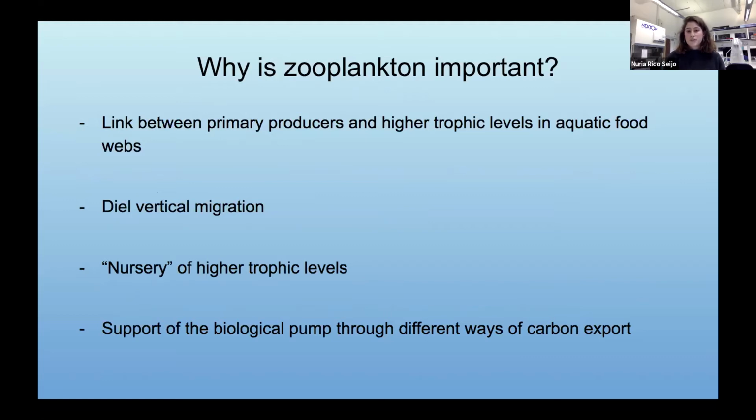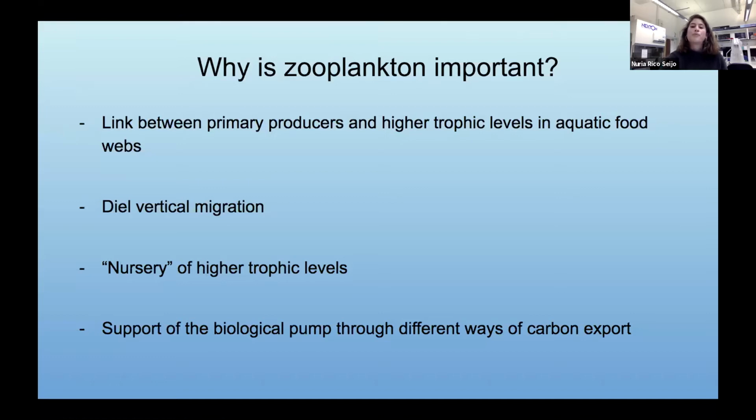Also, as we said in the previous slides, some higher trophic levels belong to the zooplankton during the first stages of life. So zooplankton is kind of like the nursery of higher trophic levels. They also support the biological pump through different ways of carbon export, such as their exoskeleton or the fecal matter, for example.